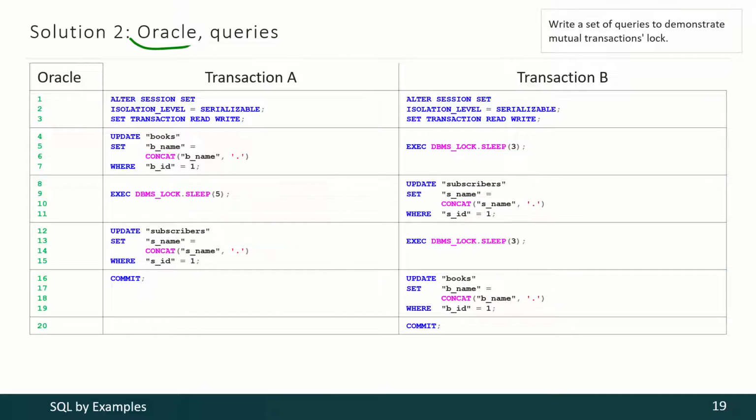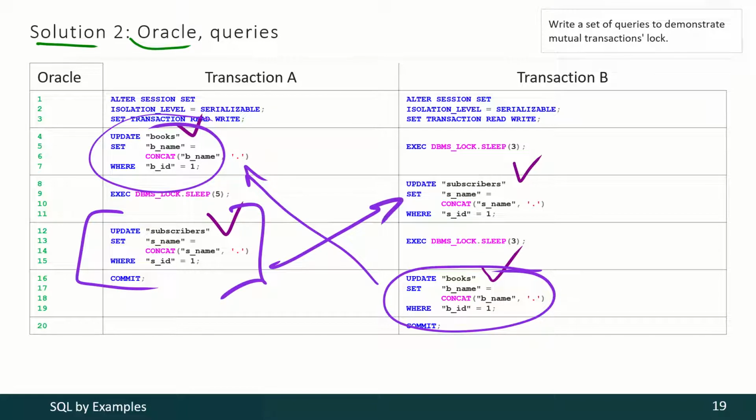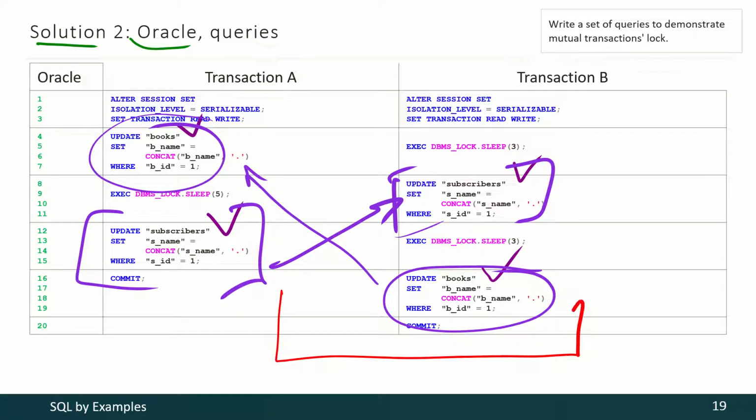And with Oracle the solution is exactly the same. We have to update this books table, this subscribers table, subscribers once again and books once again. And this update will wait for that update to complete, and this update will wait for that update to complete. And once again, the first transaction will wait for the second transaction completion, and vice versa, the second transaction will wait for the first transaction completion.